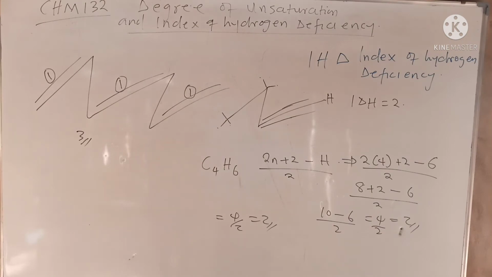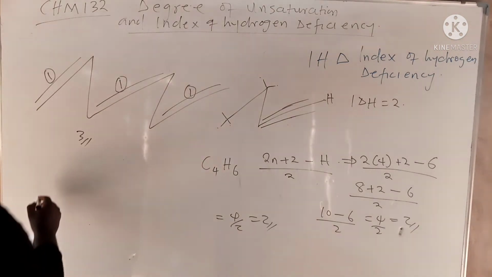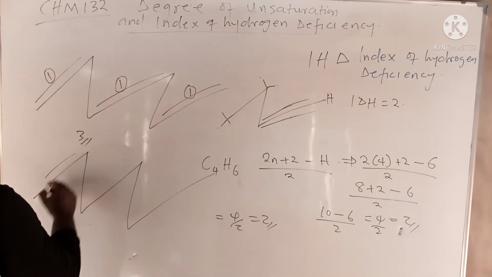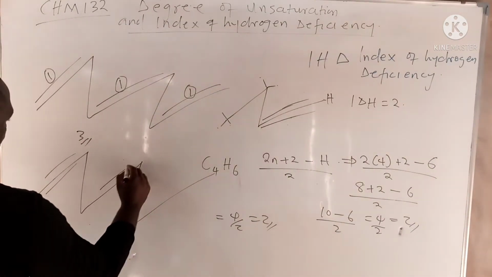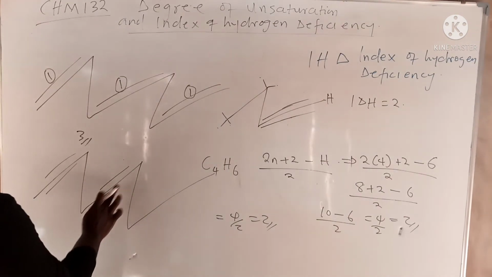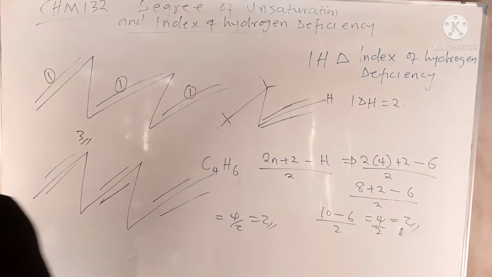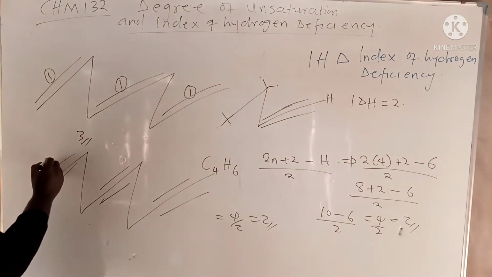You get 1. Now, what if I have something like this? I have a triple bond here, and let me put a double bond here. So I have a double bond here, and I have a double bond here. The IHD here, of course, is 2.